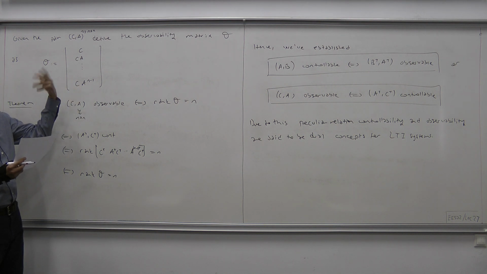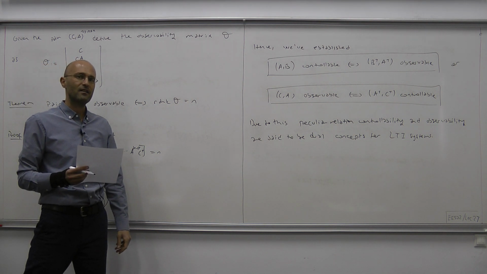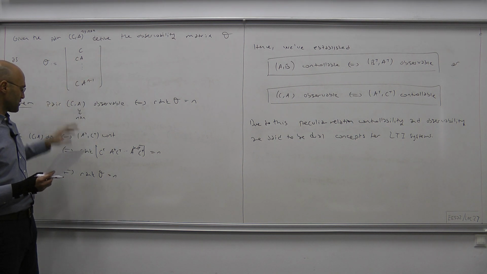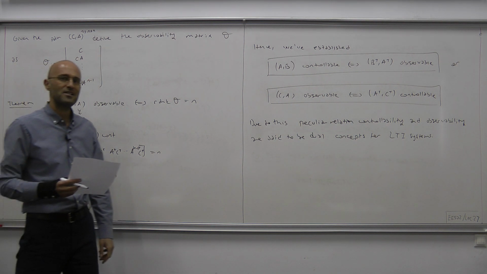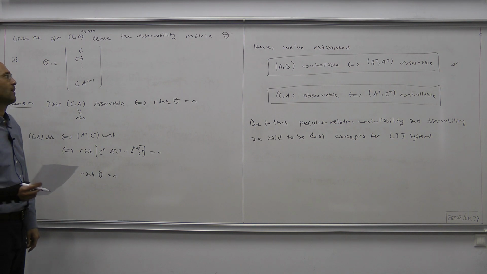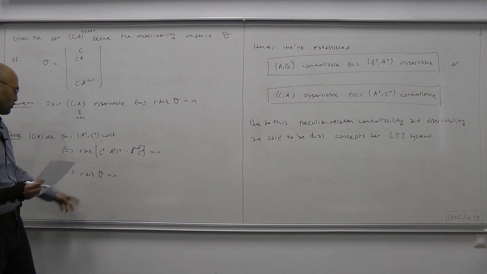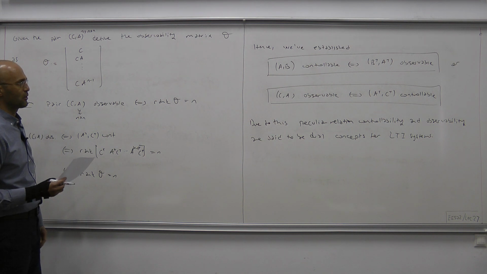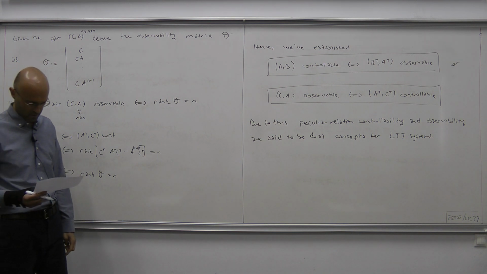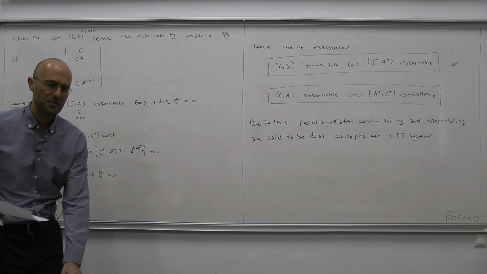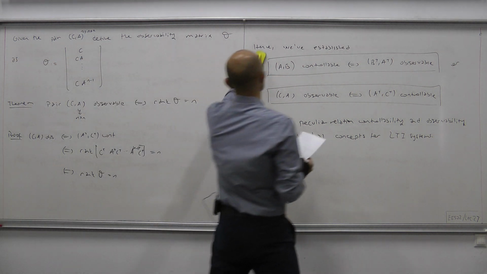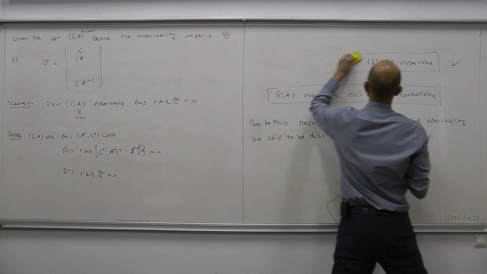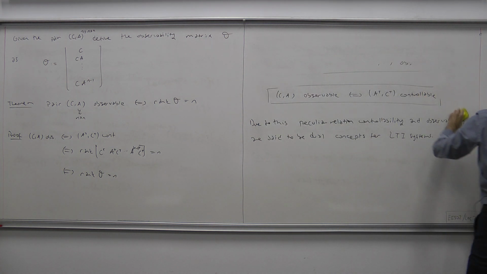Therefore, the observability of a system can be checked through its observability matrix. Just construct the observability matrix and make sure that it has n linearly independent columns, or equivalently, that it has rank equal to n, the order of the system. Now here is a less obvious result about observability.